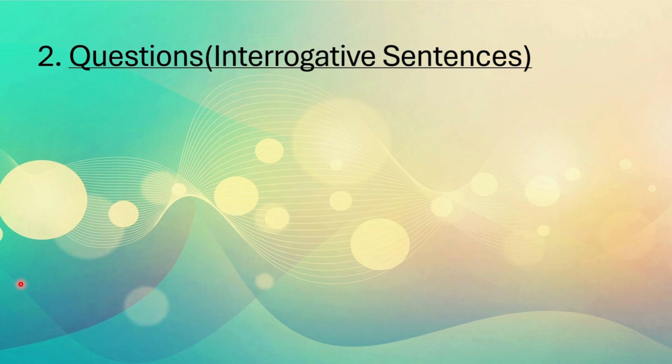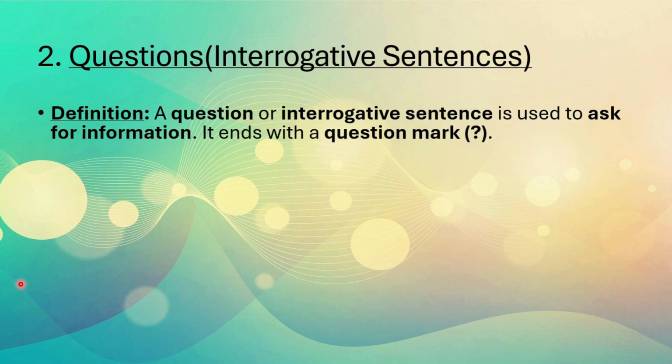Okay, so our next is questions or interrogative sentences. A question or interrogative sentence is used to ask for information. It ends with a question mark. This is the easiest type of sentence because we can identify it by looking at the question mark only. When we see the sentence end with a question mark, then it is an interrogative sentence.